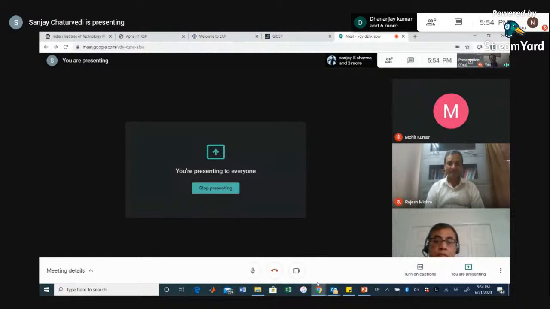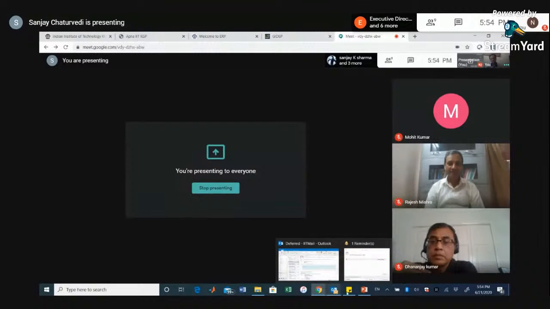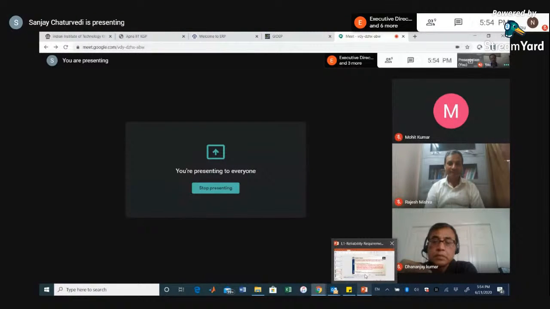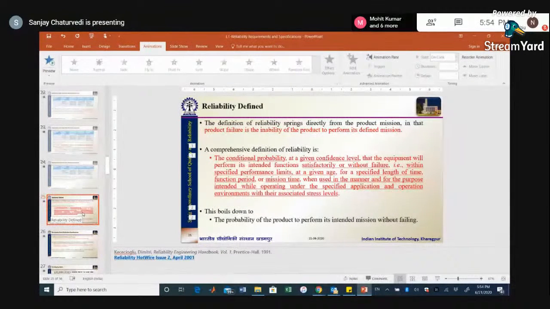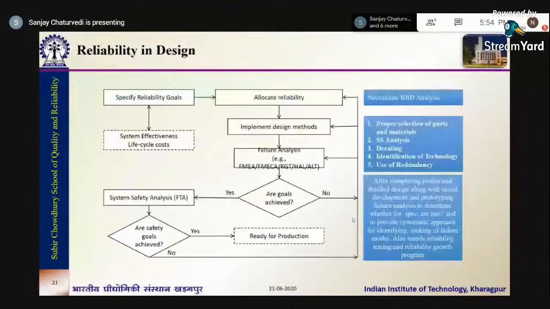Otherwise, I will stick to part two only, not part one. Okay, I'll try to stick to part two only. I'll briefly show you. This is basically related to the design process and where the reliability goals are decided.